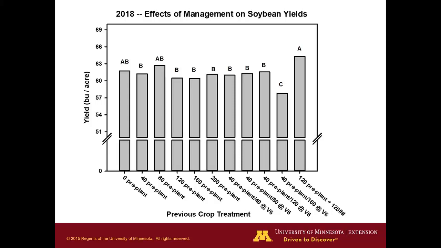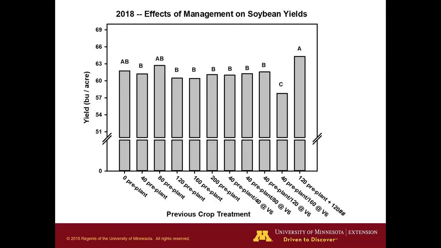All of these numbers here are the N rates on the previous corn crop. You can see we got basically nothing. We had one treatment where we reduced yields. Very well could be an anomaly. It is kind of an interesting treatment. It was a pre-plant, a full 200 pounds of N with a split. There may be something about that timing that actually affects our soybeans, but this could simply be an outlier.